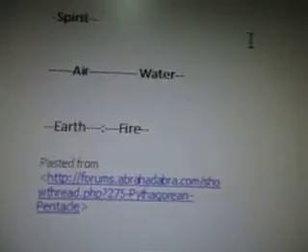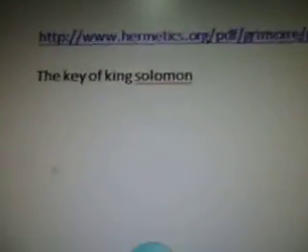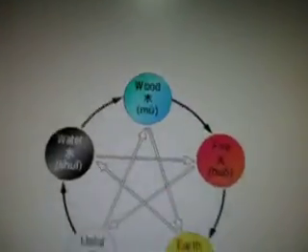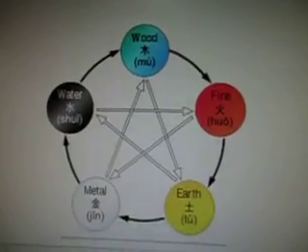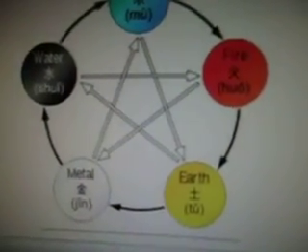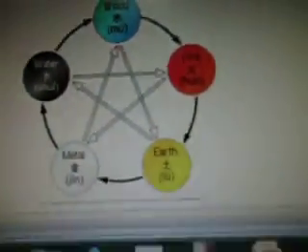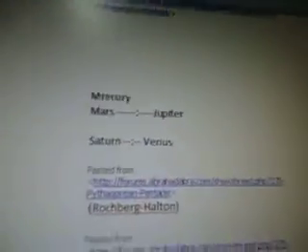So then it comes up like this: spirit at the top, air on the left, water on the right, earth, and then fire. And Hermetics, the key of King Solomon. It comes up with the wood at the top, fire, earth, metal, and water. Okay, so, and it shows you the direction of things: generating interaction, overcoming interaction. Mercury, Mars, Jupiter, Saturn, Venus. This is the greater lamps.